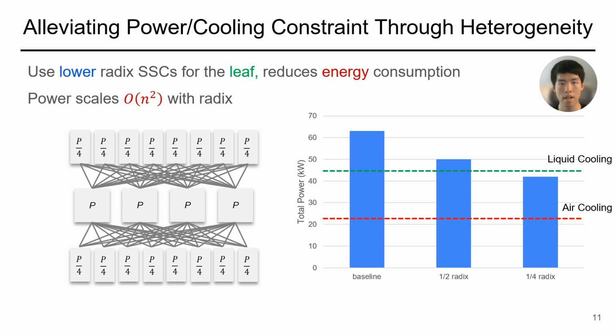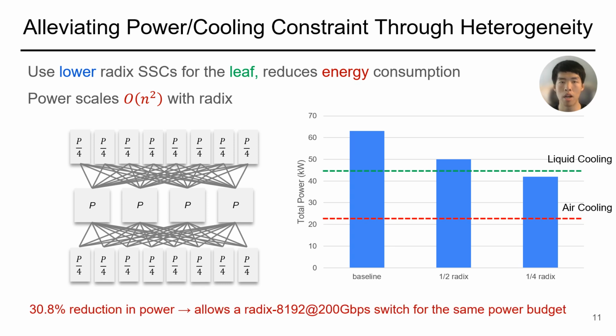Here, the x-axis is the radix of leaf SSEs, and the y-axis is total power. While maintaining the same system-wide radix, the heterogeneity optimization allows us to cool the 300mm system using liquid cooling with leaf SSEs at 1/4 of the original radix. So this 30% reduction in power allows a radix of 8192 at 200 Gbps switch for the same power budget.